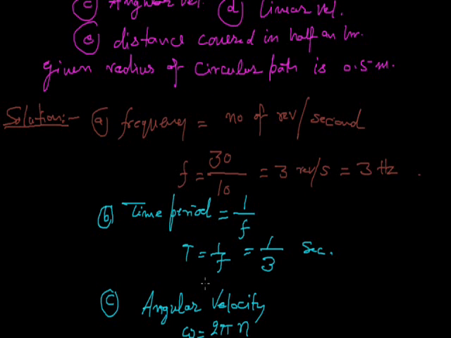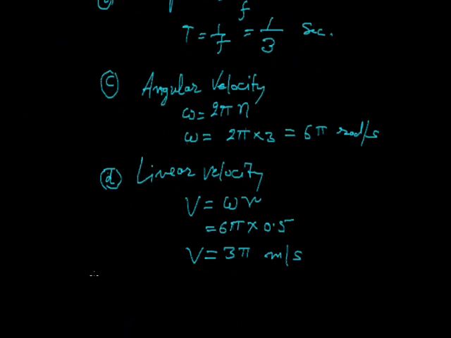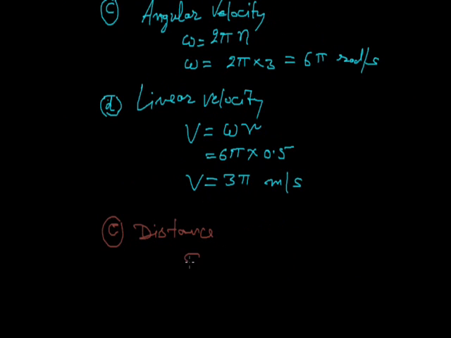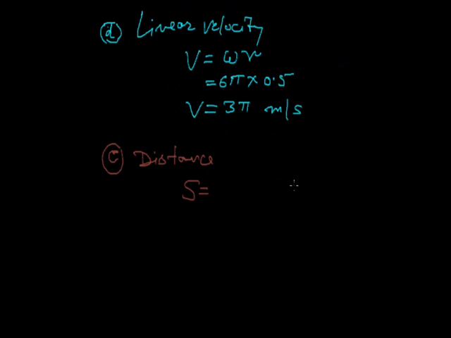Next, last part, distance covered in half an hour. E part, what will be the distance? Distance is equal to linear velocity into time. Linear velocity is 3 pi. S is equal to v into t, that is 3 pi, and time is half an hour, that is 30 seconds. So total distance covered in 30 seconds.